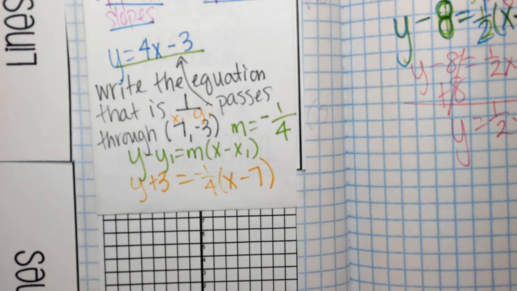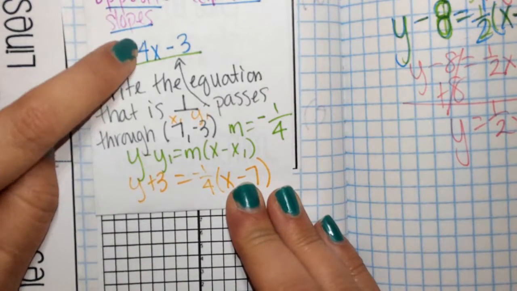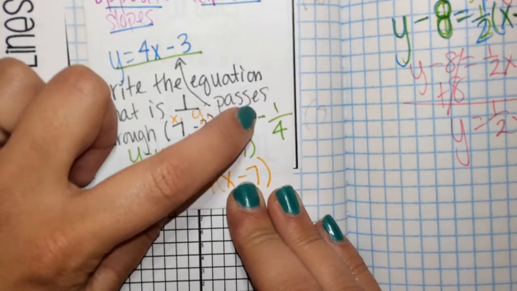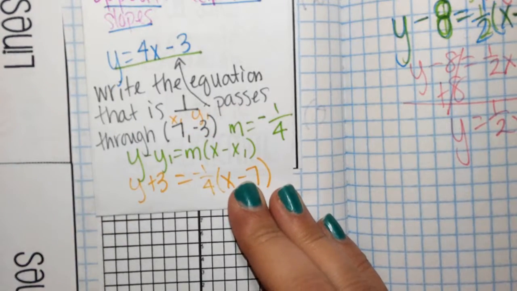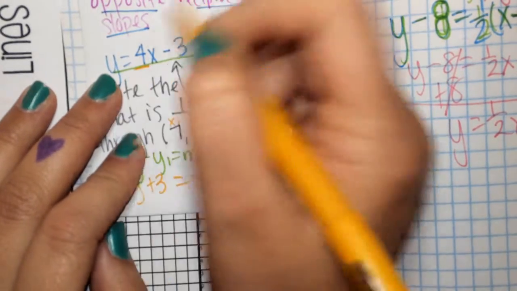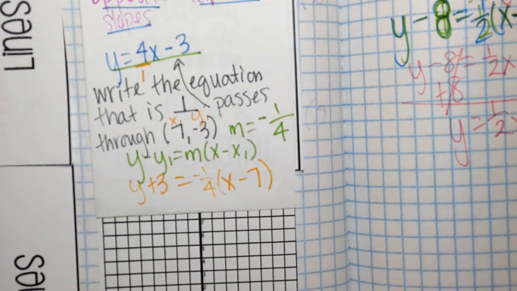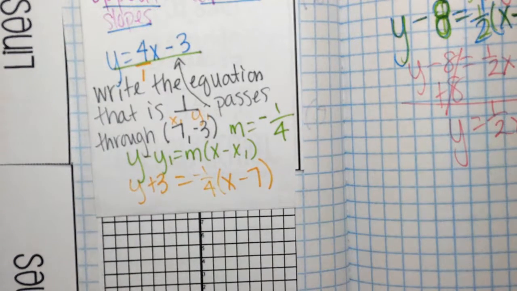Does everybody see where we got our new equation from? We took our original slope of 4, took the opposite and flipped it because of opposite reciprocal. What are all whole numbers hanging out with? An invisible 1 underneath. And that's where we get the 1/4 from. Is everybody with me? Yes.